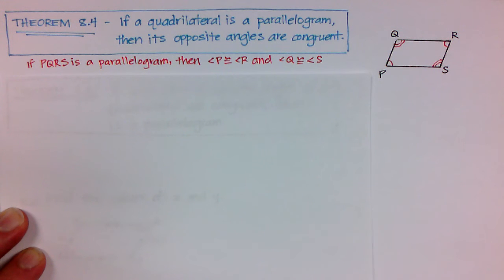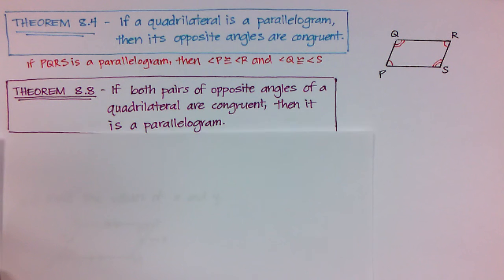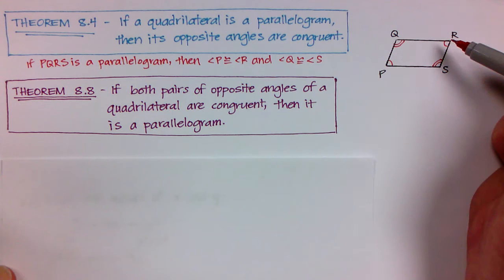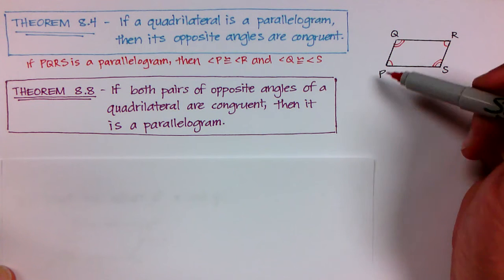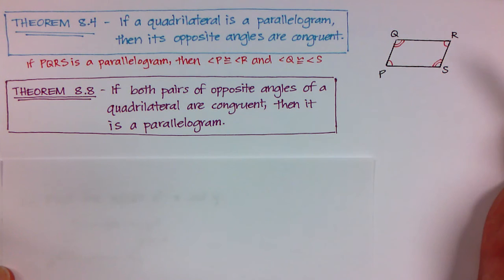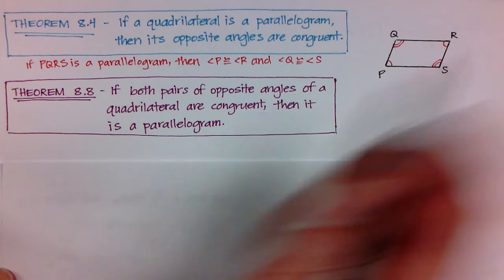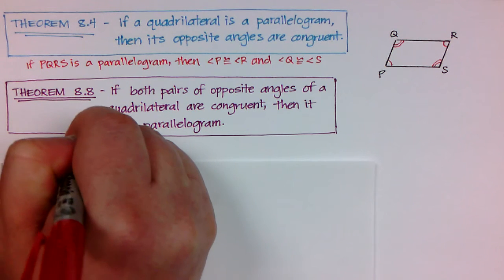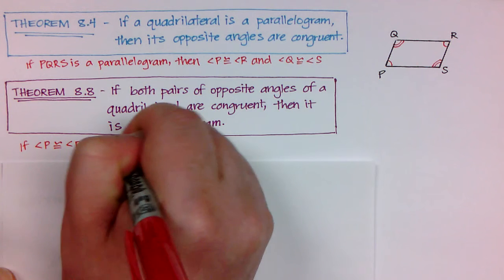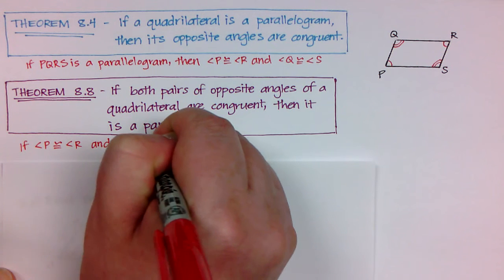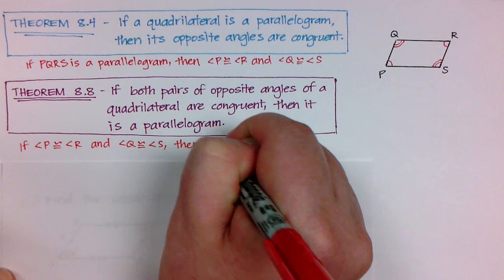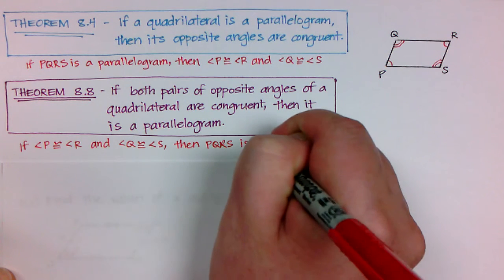And you kind of guessed it, there's also a corresponding theorem that says the opposite, that if you start with both pairs of opposite angles being congruent, then that's enough information to conclude that the shape itself is a parallelogram. Okay, so let's write that down. If angle P is congruent to angle R, and angle Q is congruent to angle S, then the quadrilateral PQRS is a parallelogram.